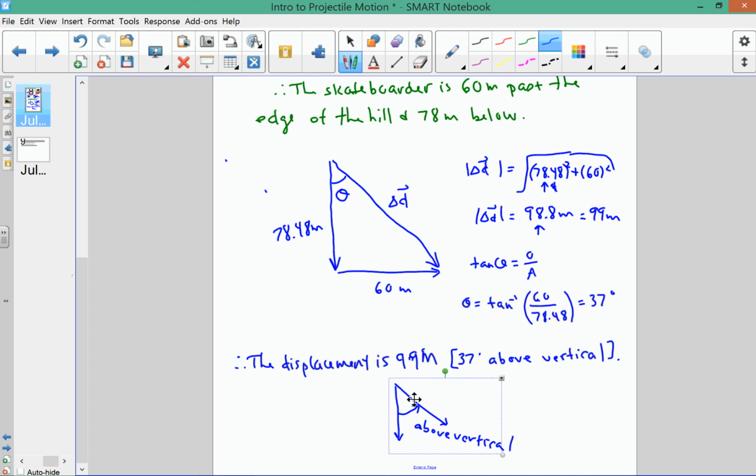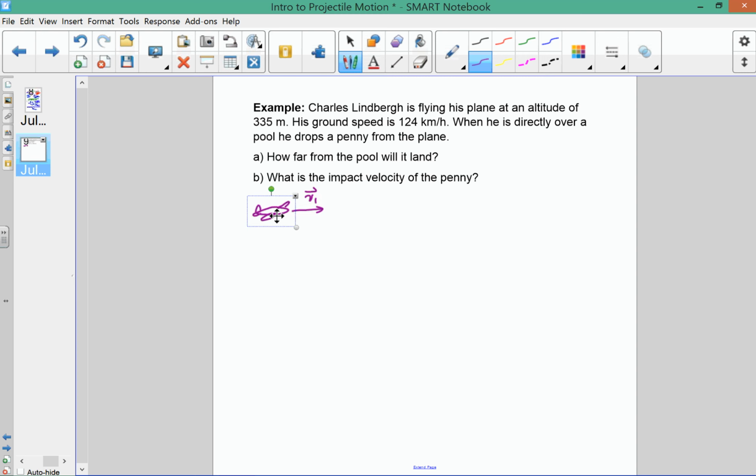Next one. Here we've got an airplane that's dropping something while it's flying. This is a nice problem that comes up quite a lot in projectile motion. So we've got Charles Lindbergh. He's flying his plane at an altitude of 335 meters. His ground speed is 124 kilometers per hour. He is directly over a pool when he drops a penny. So here's the airplane, going with this initial velocity, 124 kilometers per hour, when it drops a penny. When it drops the penny, it is initially traveling at the exact same speed as the airplane.